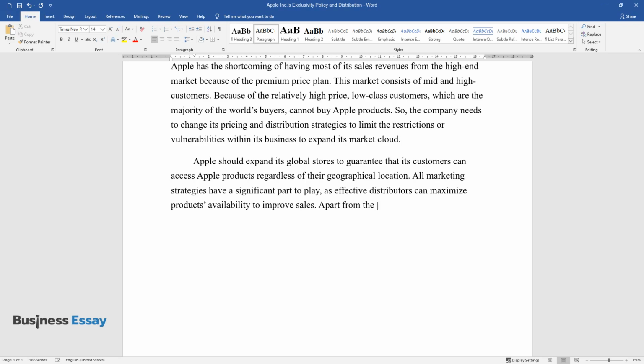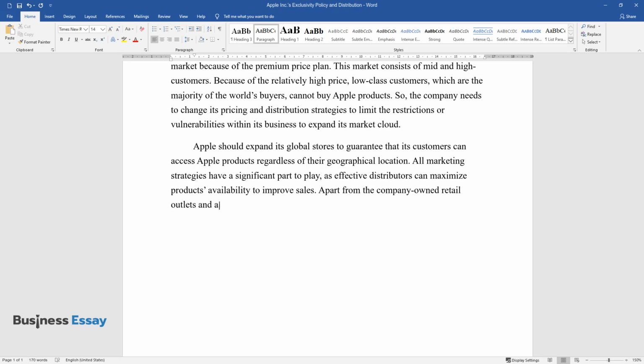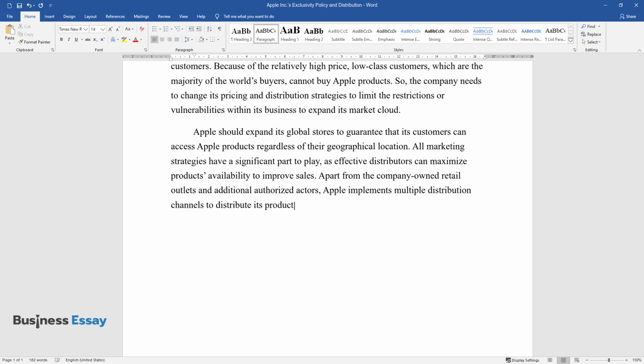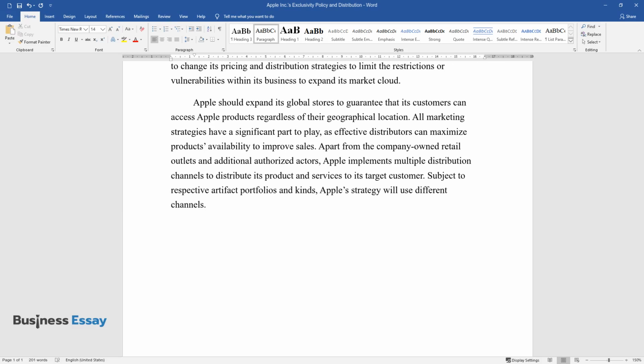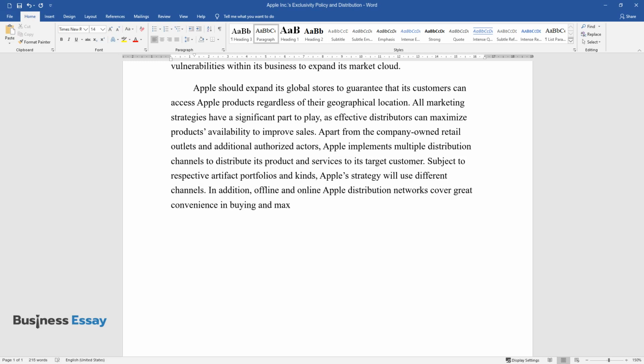Apart from the company-owned retail outlets and additional authorized actors, Apple implements multiple distribution channels to distribute its products and services to its target customers. Subject to respective product portfolios and kinds, Apple's strategy will use different channels. In addition, offline and online Apple distribution networks offer great convenience in buying and maximize sales opportunities.